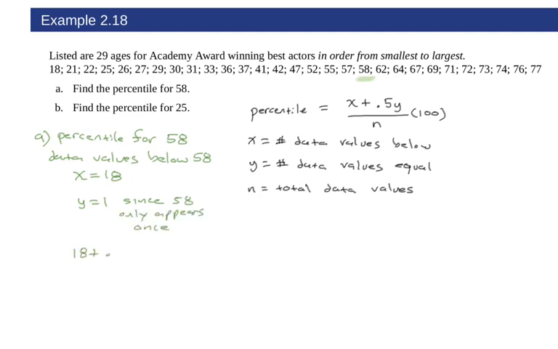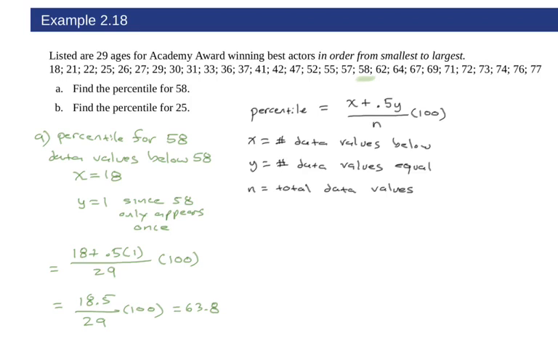We're going to go ahead and just plug this in. So we have 18 plus 0.5 times 1, and we're going to divide that by 29, which is our total data values here. Then we multiply it by 100 to get that percentile. So 18.5, and we're going to end up with 63.8 in this case.